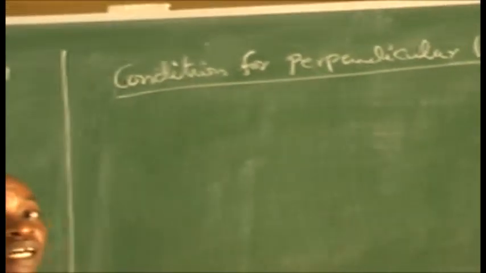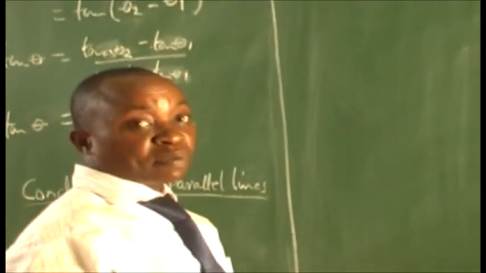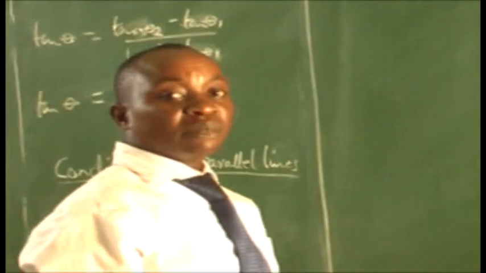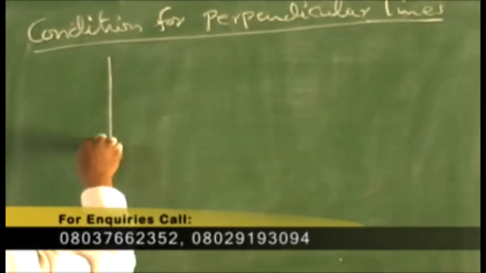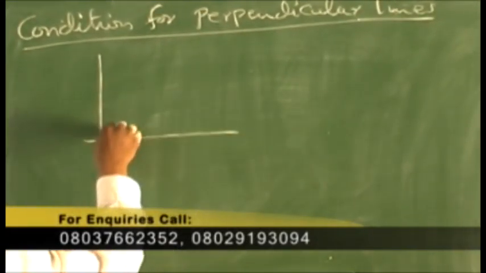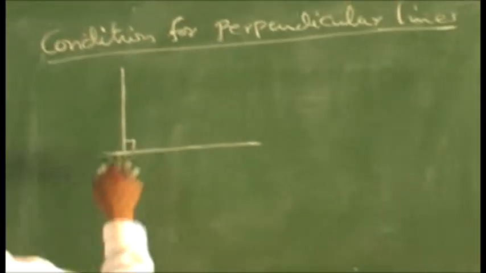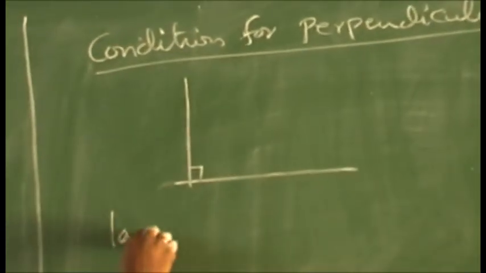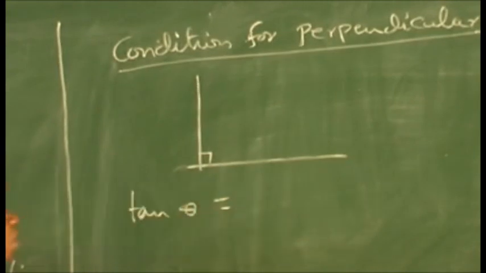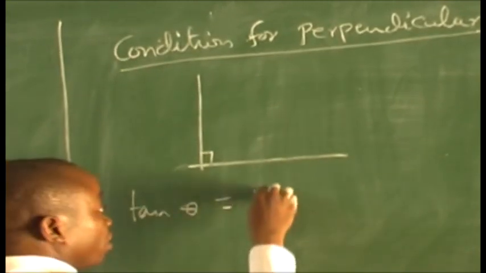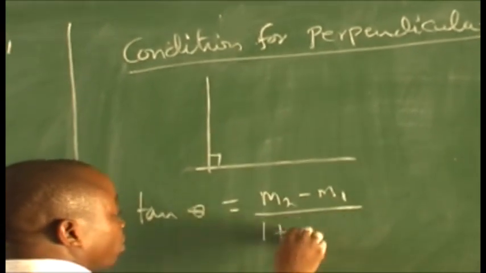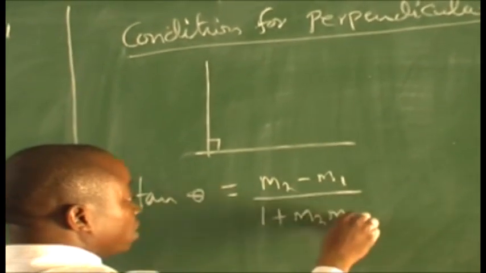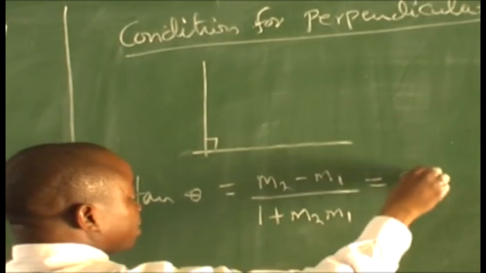Now, for any two lines to be perpendicular, it means they must make angle 90 degrees. That means when we say perpendicular, it must be in this way, where we have angle 90 degrees. The angle must be 90 degrees. Right? What we mean is that tan theta, which is equal to (m2 minus m1) all over (1 plus m2 m1), will be equal to 90 degrees.